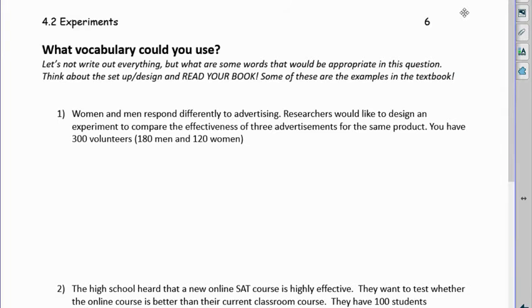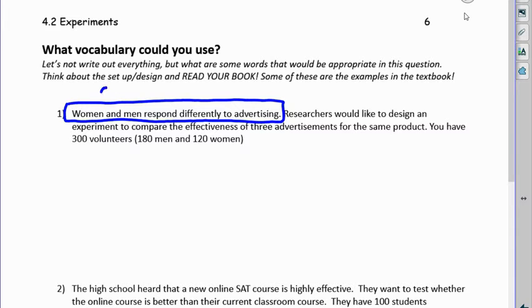Okay, so we won't write out everything. We'll just talk about what kind of words would pop out at me if I'm reading this. What kind of words would I expect to see in your writing? First one: women and men responding differently to advertising. Researchers would like to design an experiment to compare the effectiveness of 3 different advertisements for the same product. You have 300 volunteers: 180 men, 120 women. First of all, because they said that they think men and women respond differently, that's a characteristic.